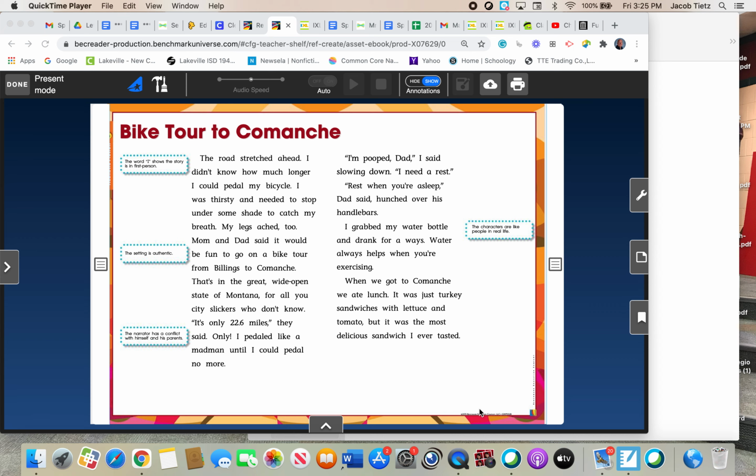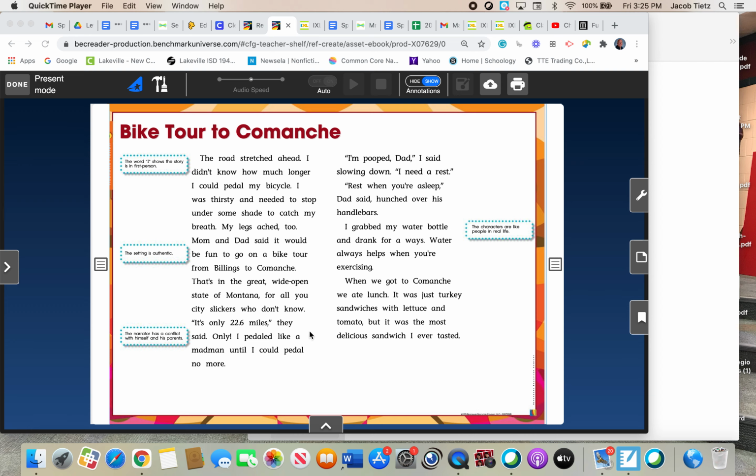I'm pooped, Dad, I said, slowing down. I need a rest. Rest when you're asleep, Dad said, hunched over his handlebars. I grabbed my water bottle and drank for a ways. Water always helps when you're exercising. When we got to Comanche, we ate lunch. It was just turkey sandwiches with lettuce and tomato, but it was the most delicious sandwich I ever tasted.